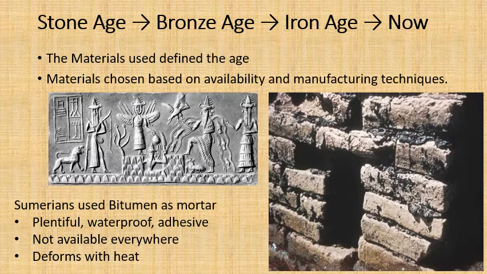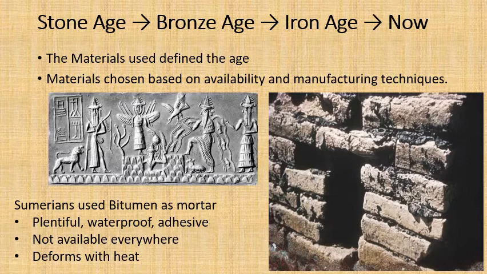Well, they did have cement, but they didn't know how to manufacture it back then. Bitumen was available. It also had a lot of other good properties. It's really sticky, so it's a good adhesive. It glues the bricks together. And it's also waterproof, so rain is not going to come through the wall.